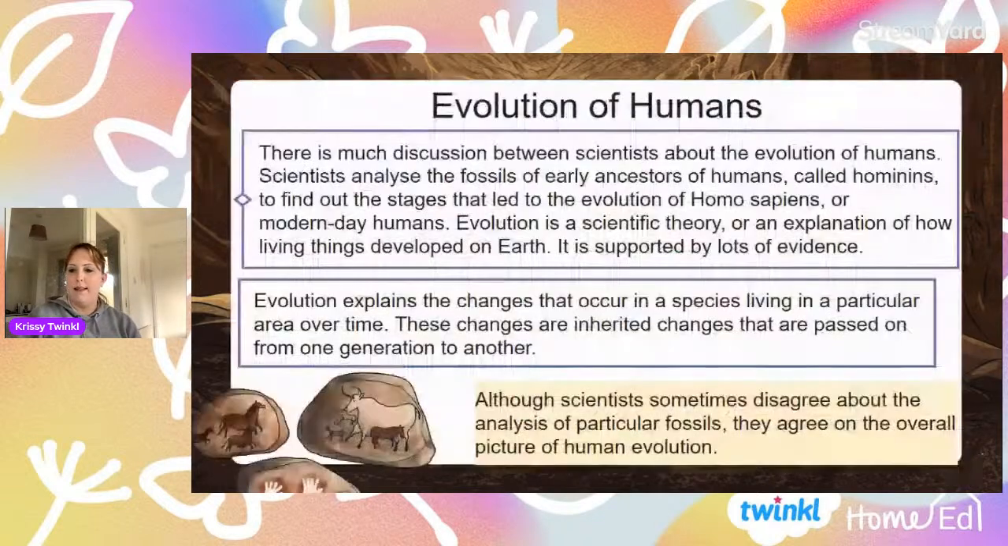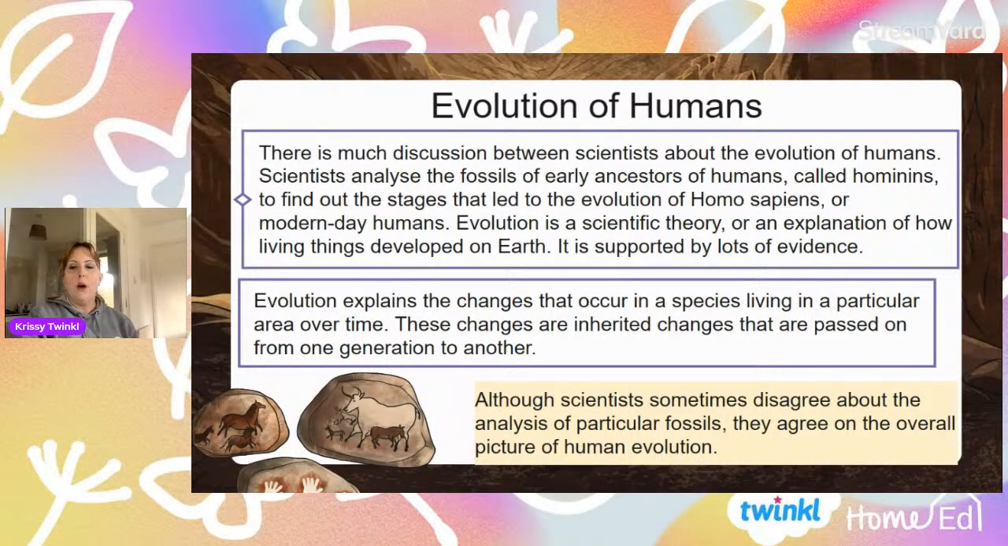So let's get going. Let's think about it. So the evolution, Mary Leakey was interested in the evolution of humans. And so this came about because scientists started to analyse fossils, and they started to work out a theory that humans had evolved. And they were looking at fossils of our ancestors. And when we look at our early ancestors, we don't use the word human, because they weren't exactly what we look like today. We use the word hominin.